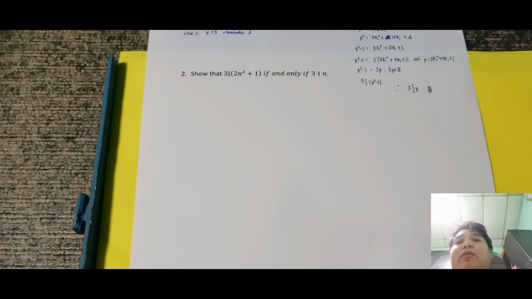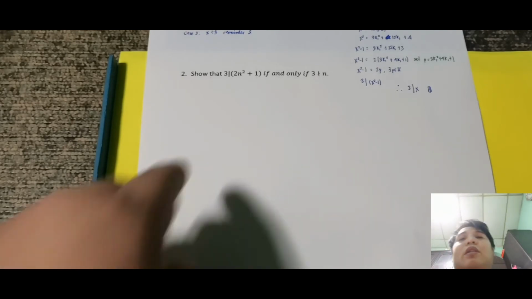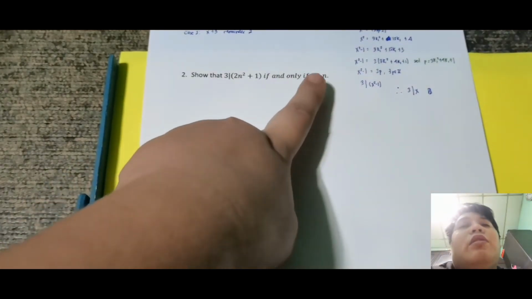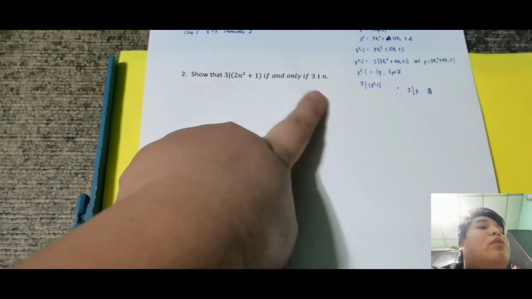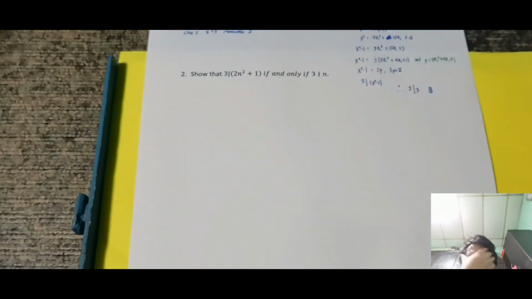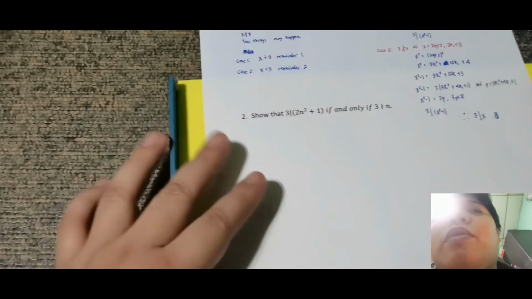Okay, so for number 2, show that 3 divides 2n squared plus 1 if and only if 3 does not divide n. So automatic, may dalawa tayo dapat i-show dito. Case 1, this is P, this is Q. Case 2, this is P, this is Q. So P implies Q, Q implies P. Parang ganun yung mangyayari.